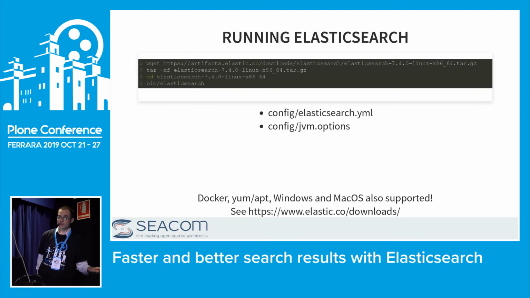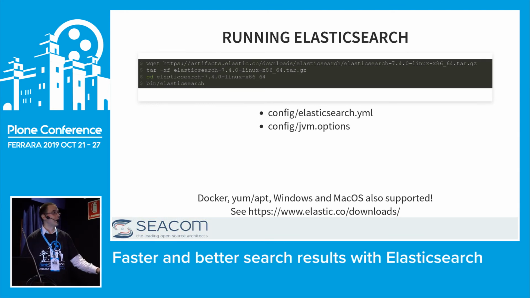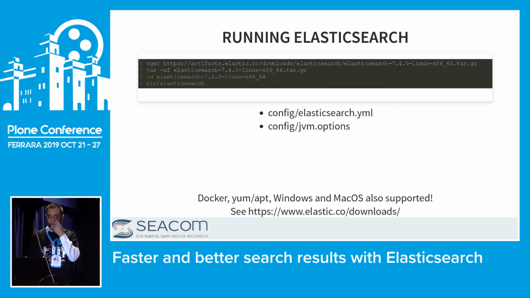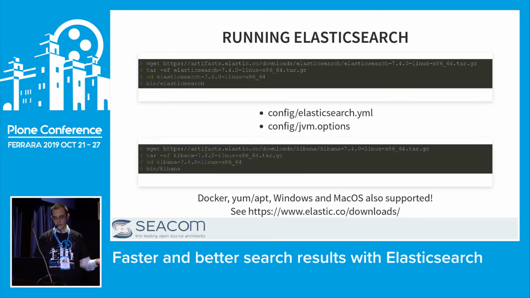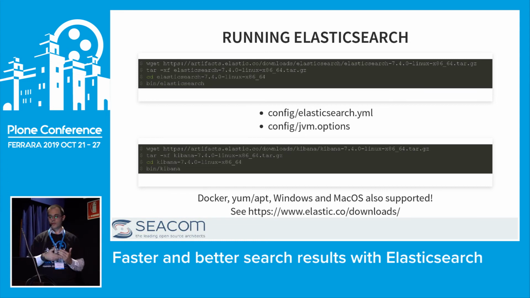Finally, how to run Elasticsearch. It's very easy. You download it, you untar it, you go in the directory, and you launch it. You can configure some parameters, but in a couple of minutes you have it up and running. You can also do the same for Kibana. There are images available for Docker, for Yum, apt, and packages for Windows and Mac. So they are supported a lot. In production, maybe you want to install it with Yum. For developing, maybe the tar file is enough.